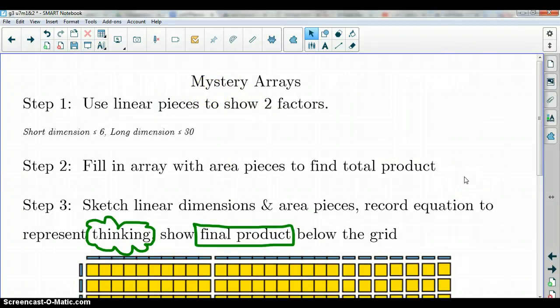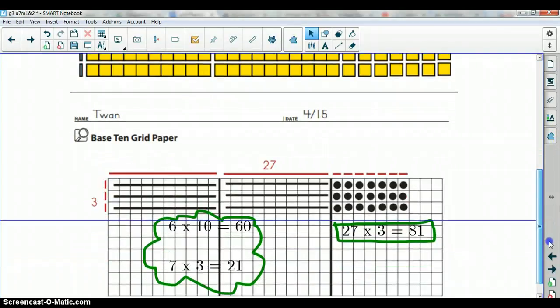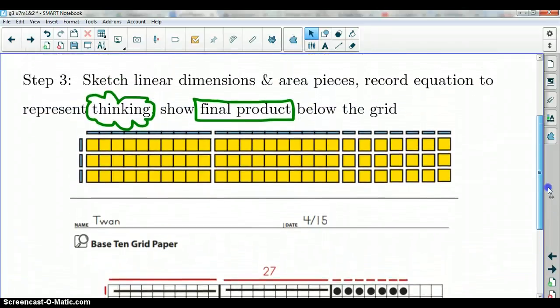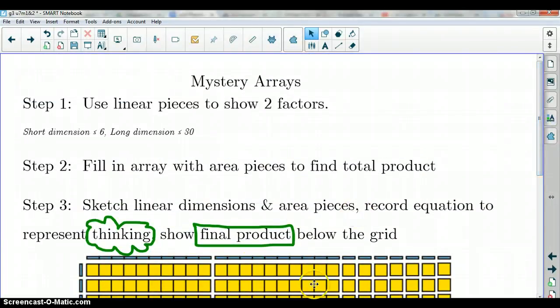So go ahead. I only have a couple minutes left of this recording. So they get to make their own mystery array on the table made out of linear units. And they have to, you know, fill it in with area pieces to find that product. And they have to make their sketch on a sheet of grid paper with the answer and equations with it. And then they take out the area pieces, the yellow pieces. They take those out, and then all that's left is their blue linear dimensions.